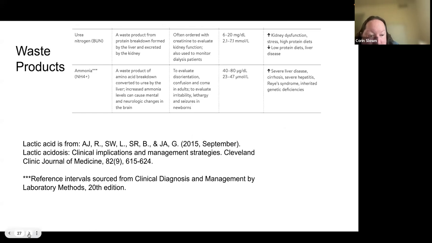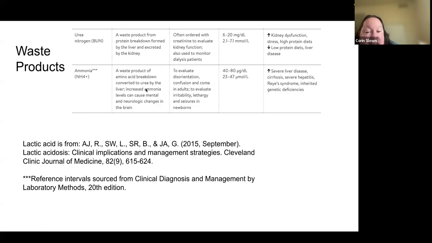Okay, last two are the urea or BUN. So this is urea nitrogen. It's a common protein breakdown product that's found from the liver and it's excreted by your kidneys. And then ammonia, so this is a waste product of amino acid breakdown that again is converted to urea by the liver. And when you have disorientation or coma in adults, this is actually a common test that's used.